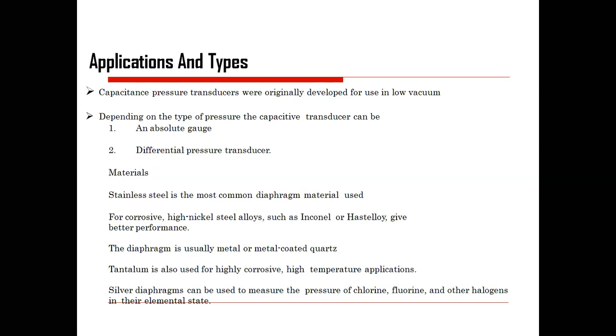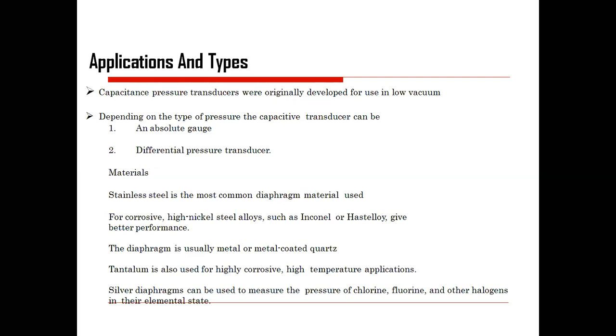Okay, the material that has been used for designing the capacitive type: stainless steel is the most common material that has been used for the design or development of a diaphragm for a capacitive type of sensor, because here the diaphragm is playing the role of one of the movable plates in capacitive type of pressure measuring devices. Over here, for corrosive environments, high nickel steel alloys such as Inconel or Hastelloy give a better performance.